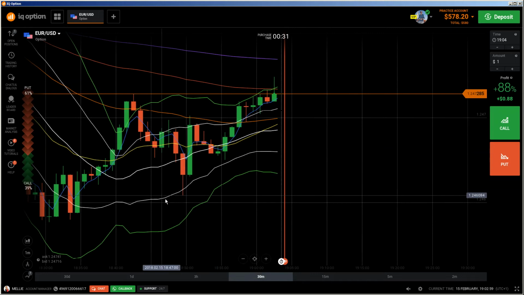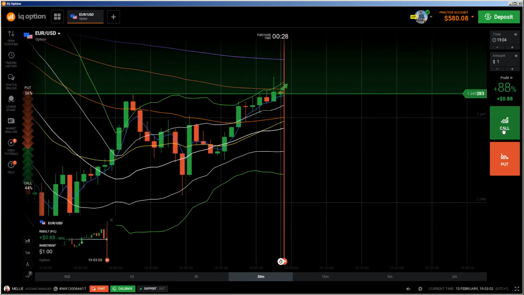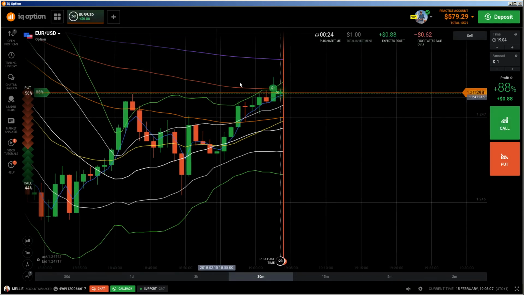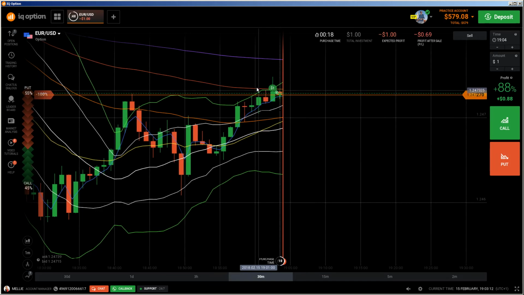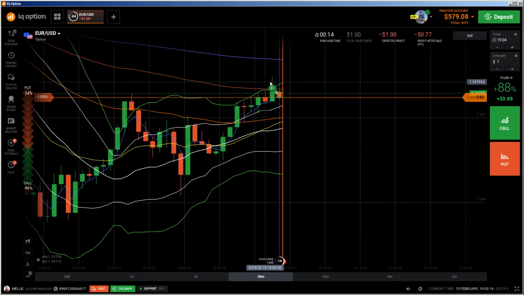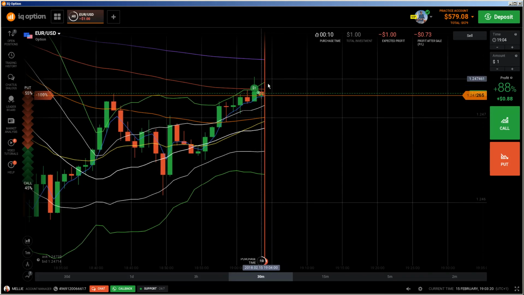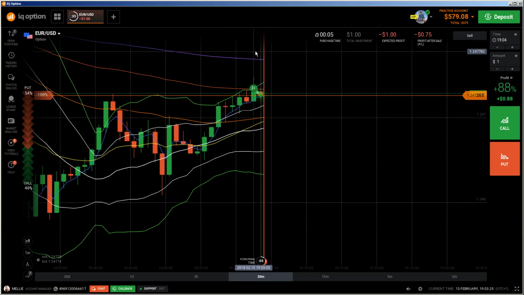Let's see what is going on, and then we can do another call here. Yes, I would do another call, because this candlestick is telling me that price will go up further. Yes, this is a bullish inverted hammer, and this tells me that we are going to break the 100 EMA now, and then head up to the 200 EMA.